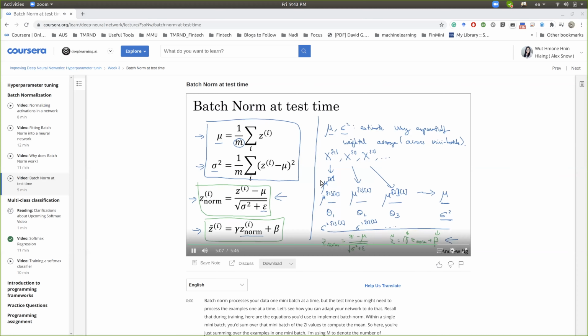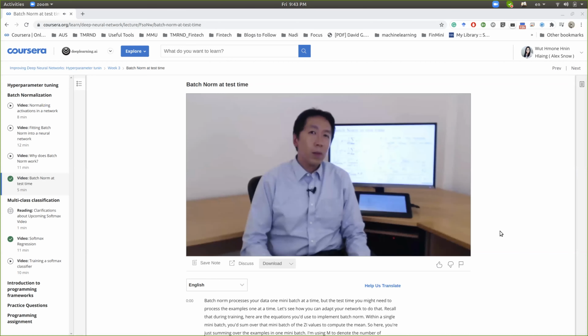And if you're using a deep learning framework, they'll usually have some default way to estimate the mu and sigma squared that should work reasonably well as well. But in practice, any reasonable way to estimate the mean and variance of your hidden unit values should work fine at test time. So that's it for Batch Norm.